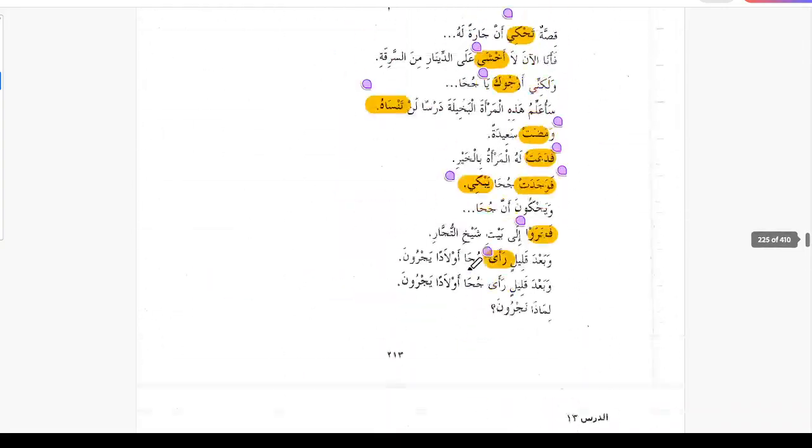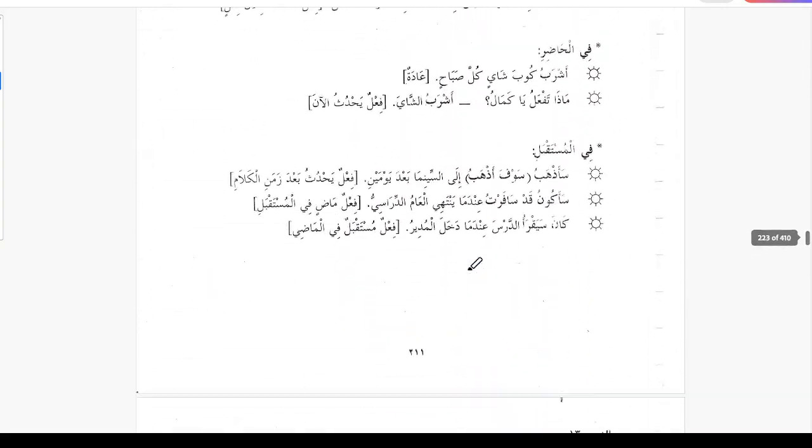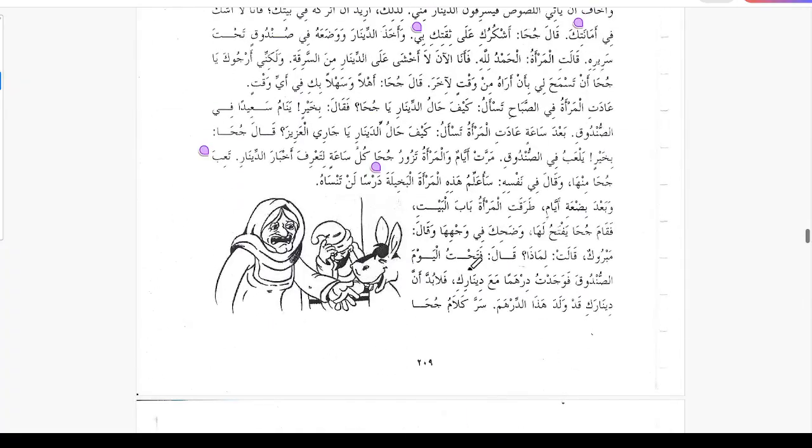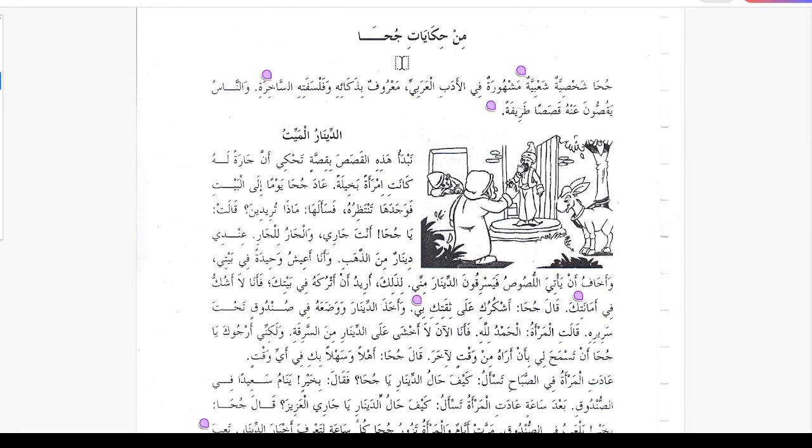I'm going to stop here now, and in the next session, inshallah, we will study the main lesson, which is min hakayat Juha, from the stories of Juha. Assalamu alaikum wa rahmatullahi wa barakatuhu.